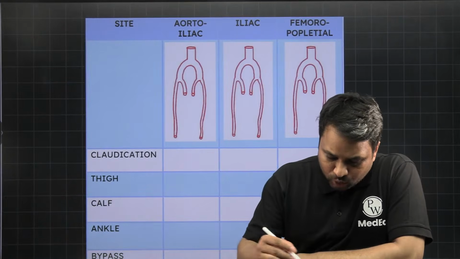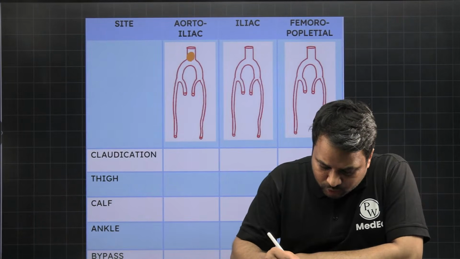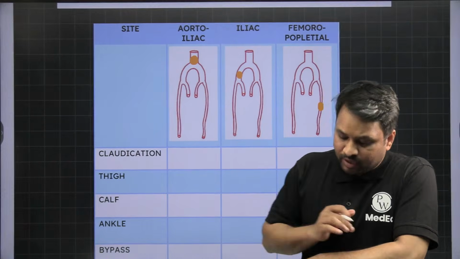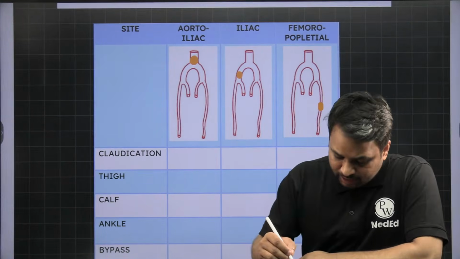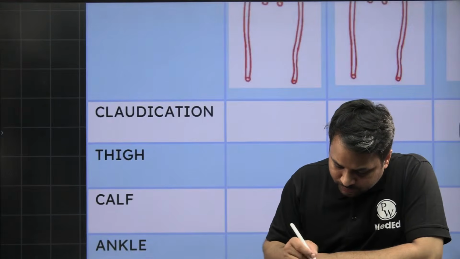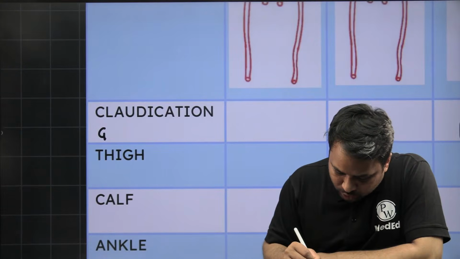So when you have the occlusional status, you can have the aorto-iliac occlusion, you have the iliac occlusion and the femoro-popliteal occlusion, right? Now, when you talk about the intermittent claudication, here we'll start with the gluteus. So this claudication is going to be with the gluteus muscle.